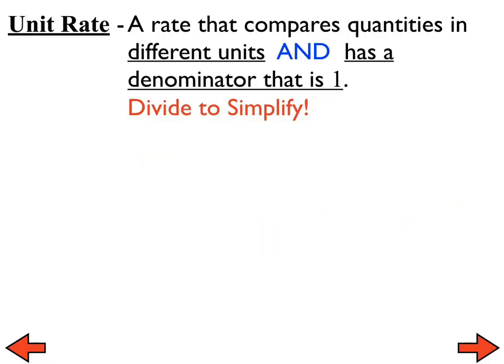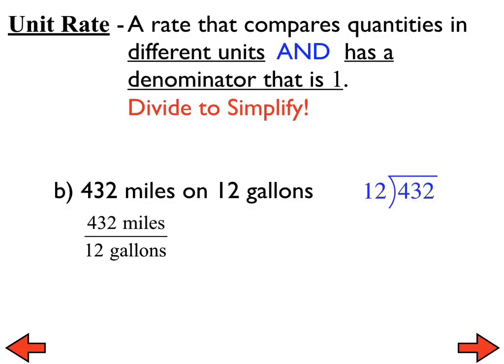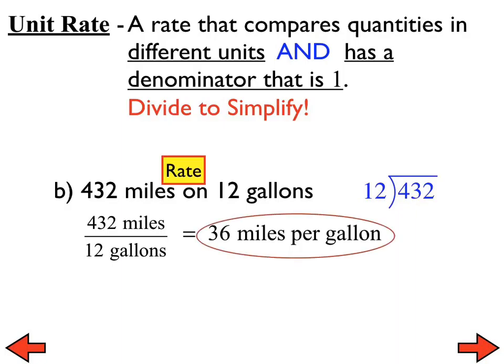Here's another example you might have seen in 6th grade. We have 432 miles on 12 gallons. That might be how far your car can go. You would write it as a fraction and then divide it. So you get per 1 gallon, 36 miles per gallon. So this rate becomes a unit rate. Unit means 1. Make sense?